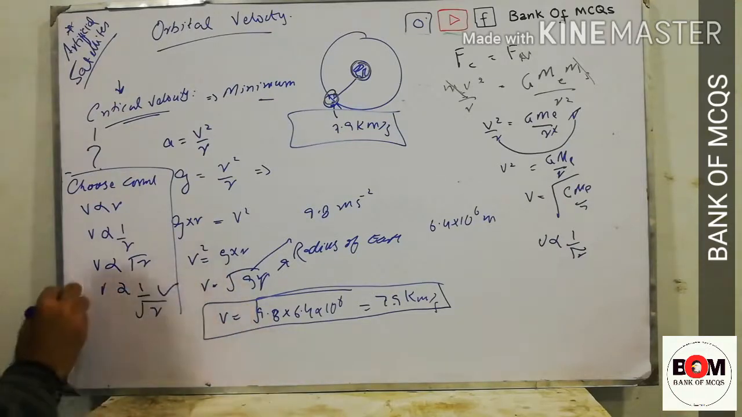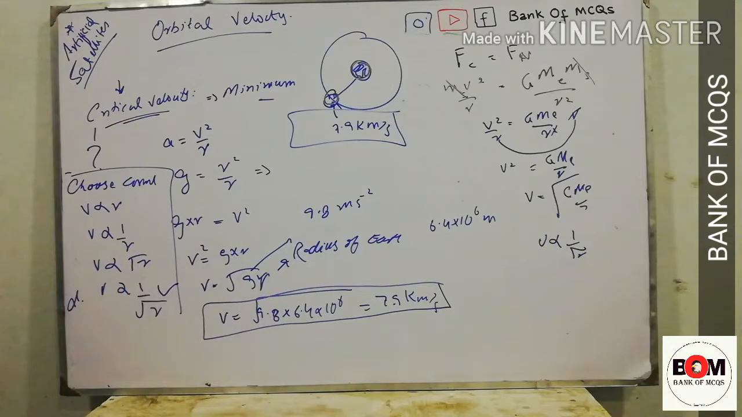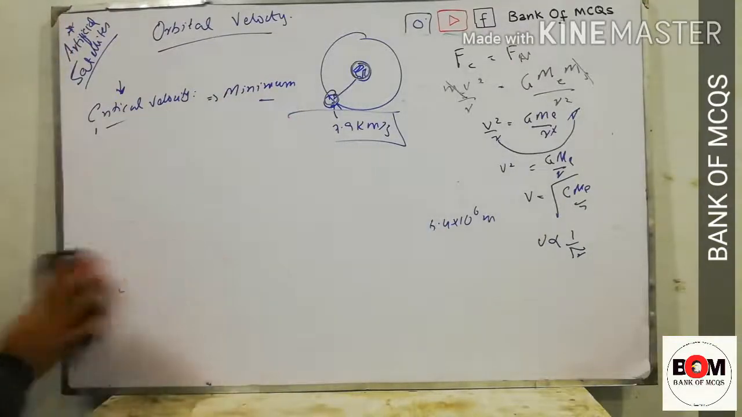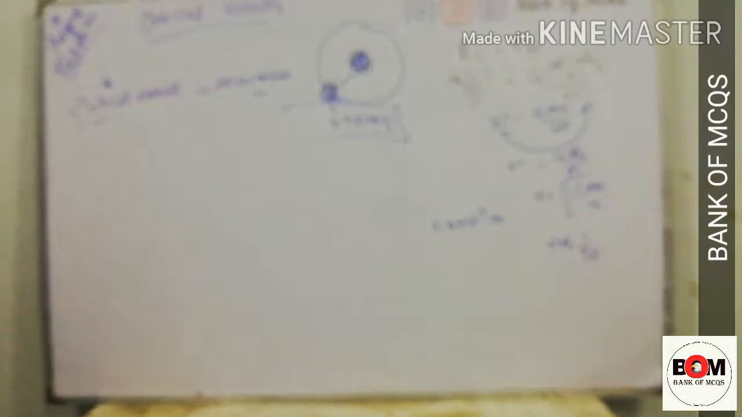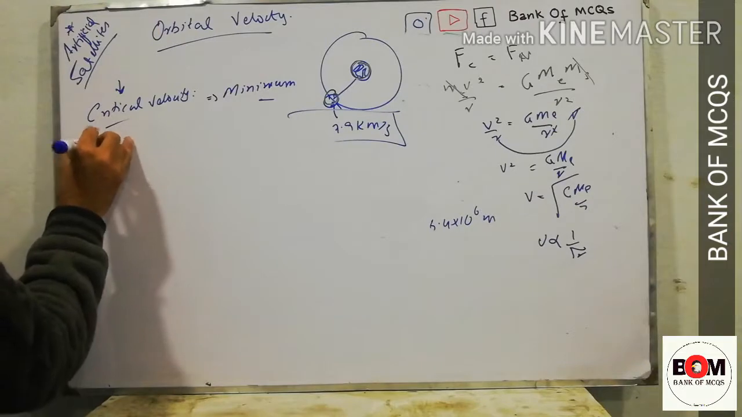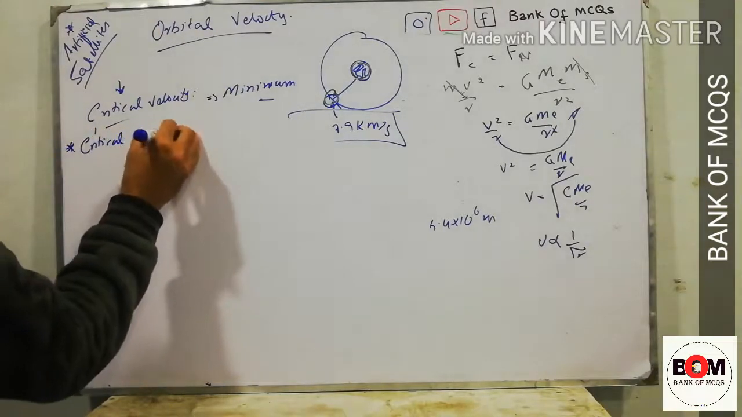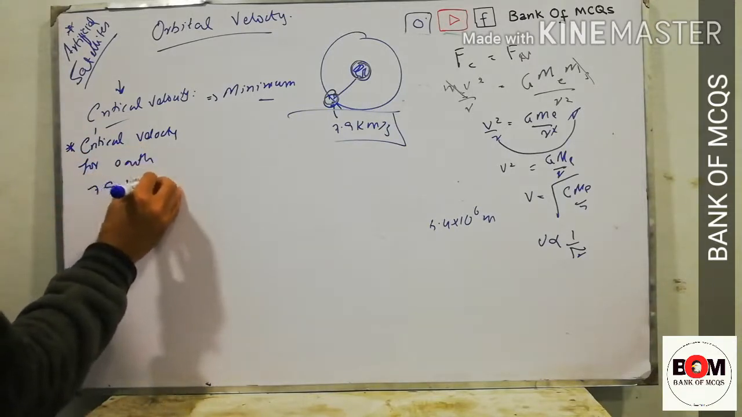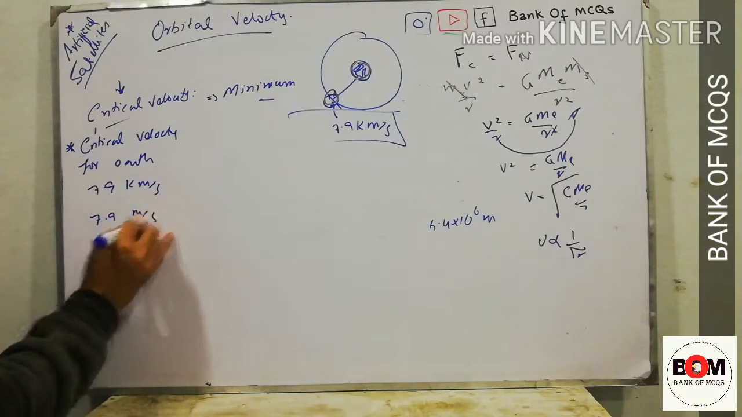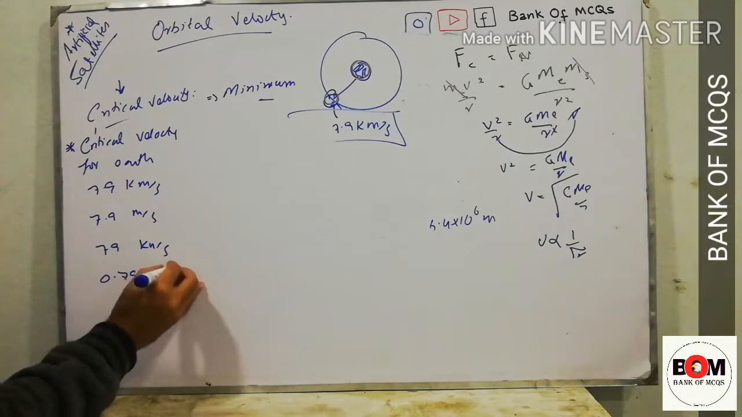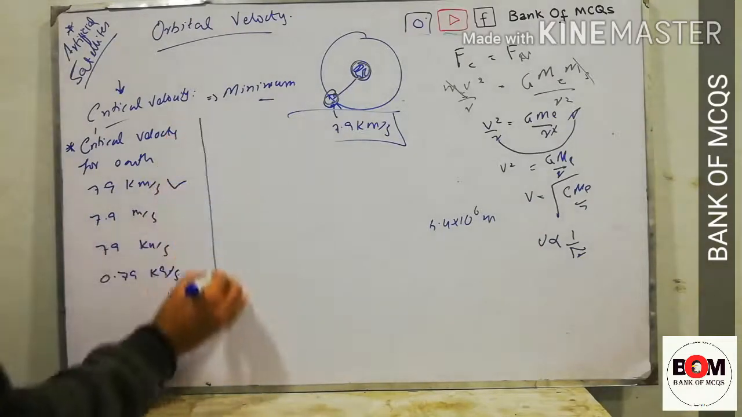So equation option D is correct. This can also come in the MCQs. Choose the correct one: critical velocity for earth is 7.9 kilometer per second, or 7.9 meter per second, or 79 kilometer per second, or 0.79 kilometer per second. So this is 7.9 kilometer per second.